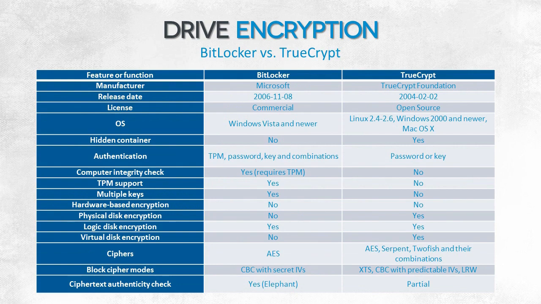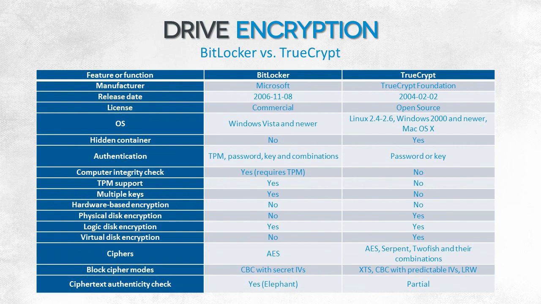BitLocker is an original solution of Microsoft, and TrueCrypt comes from the TrueCrypt Foundation. BitLocker is a little newer, but it's commercial. It's available only on selected versions of Windows Vista and later. It does not allow hiding disks.